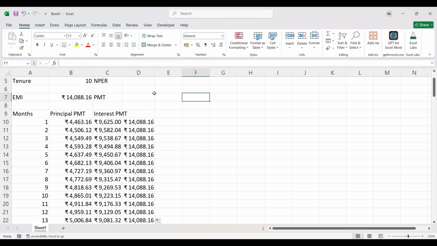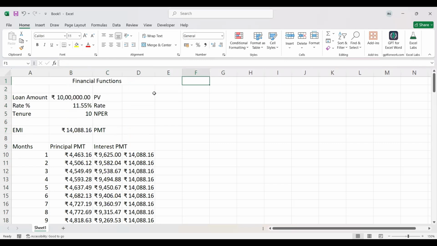Now someone comes to you and says, okay, you know Excel, you know finance, then I am taking a loan at 11.55%. They are saying for 120 months you have to pay me this EMI, and they say that 14,088 rupees is the EMI. So could you tell me what is my loan amount? Because I'm having some doubt, maybe they are not giving the right loan amount. So I say, okay, not an issue. So I'm going to use a function over here to get the loan amount or principal value.